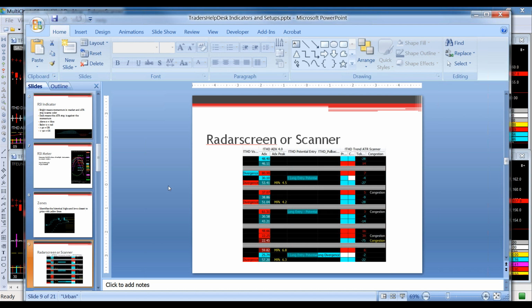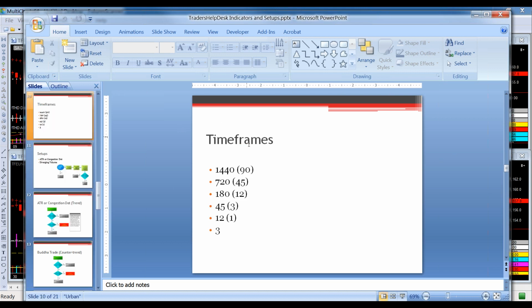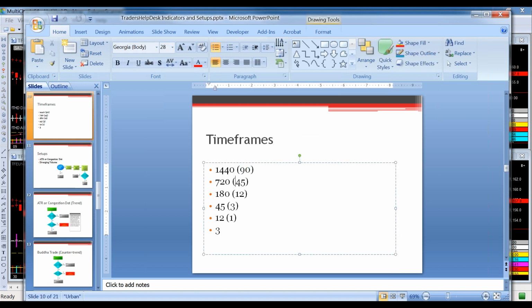All right. Then after I go through the indicators in the radar screen, I go through the time frames. Everything that is in parentheses is the Buddha time frame. So if you get a 720 minute ADX magenta peak, you know to go down to a 45 minute. If you get a magenta peak on a 45 minute, you know to go to a 3-minute chart. Okay?